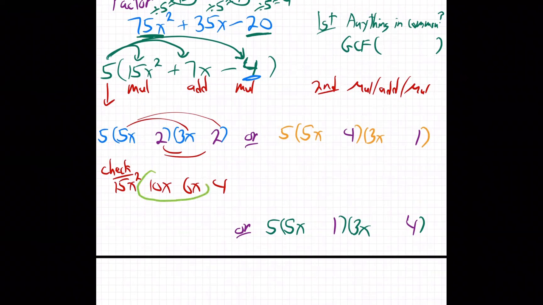So these middle two, can a 10x and a 6x somehow make 7 in the middle, right? The 2 middle numbers need to make the middle. No way. 10 and 6, if you add them, it's 16. If you subtract them, it's 4.